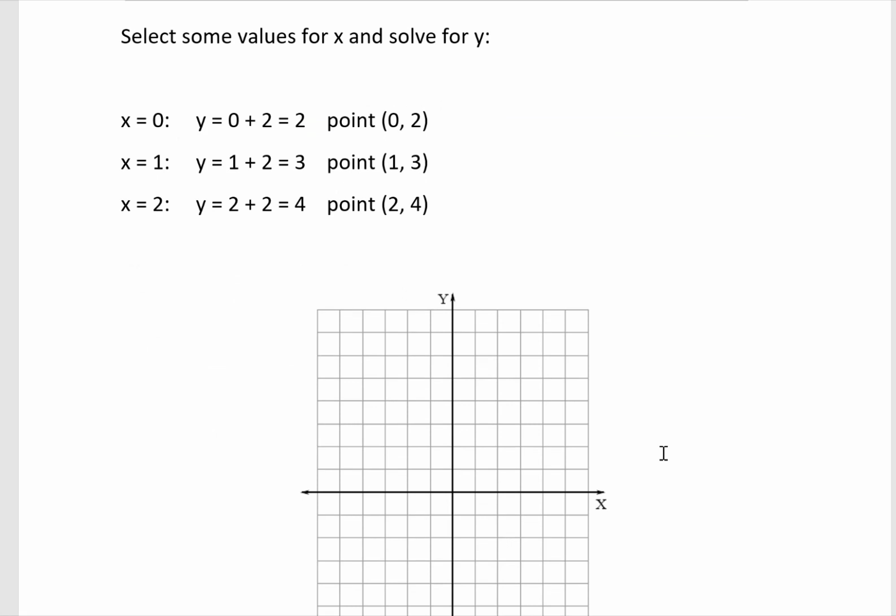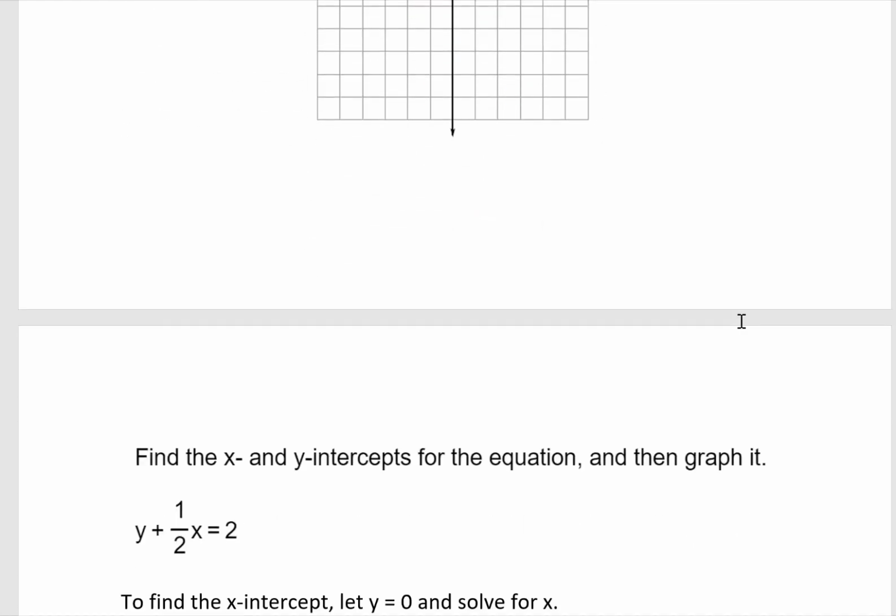So my first point is 0, 2, which is going to be right here. And my second point is 1, 3, which is going to be right here. And my third point is 2, 4. And there would be my line. And I should mention, in your My Math Lab problems, this will be a multiple choice, and you'll pick the correct graph from 1 of 4.